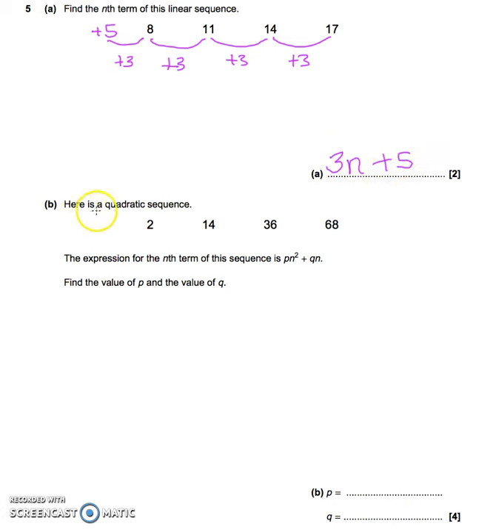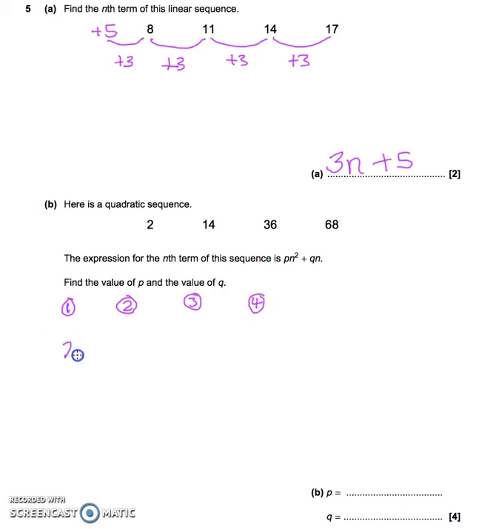B is a lot harder. This is a much higher level skill. It's a quadratic sequence. So it still starts off the same way. You've still got to look for the difference between each of the terms. So I'm going to label the terms. I'm going to put the term numbers in bubbles above each one of the numbers in the sequence that we've been given.